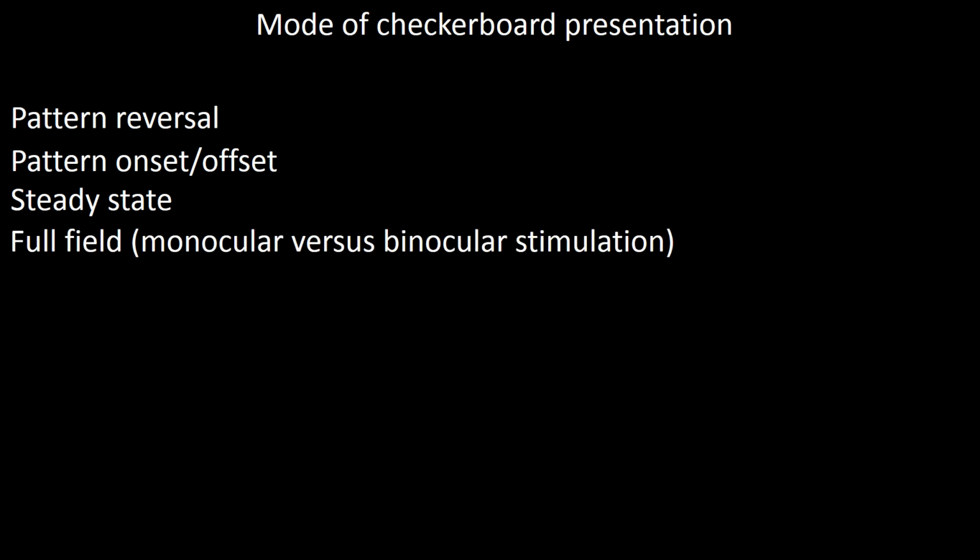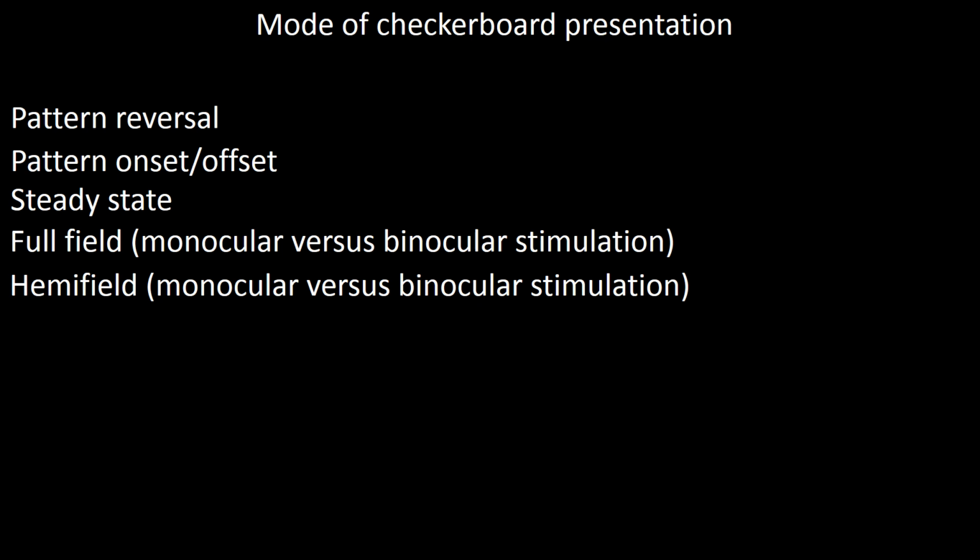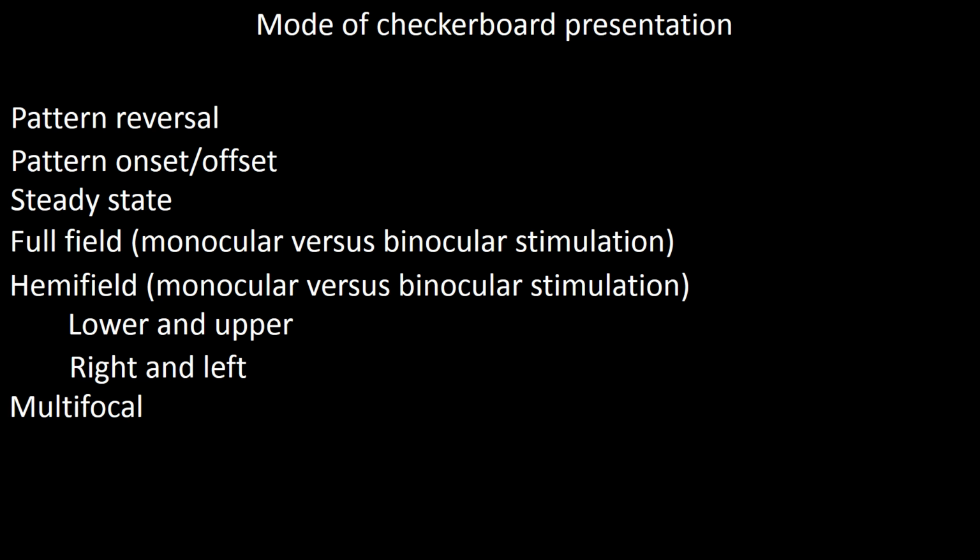All of the above modalities previously mentioned can, at least theoretically, be studied using different types of fields, which include full field, monocular or binocular stimulation, half field stimulation, monocular or binocular. Hemifield stimulation can be performed using the lower or the upper half of the checkerboard, or the right or the left side of the checkerboard. Another way that visual fields can be produced is by multifocal stimulation.